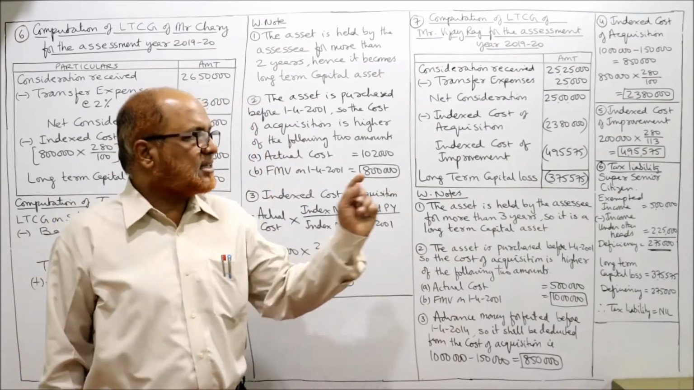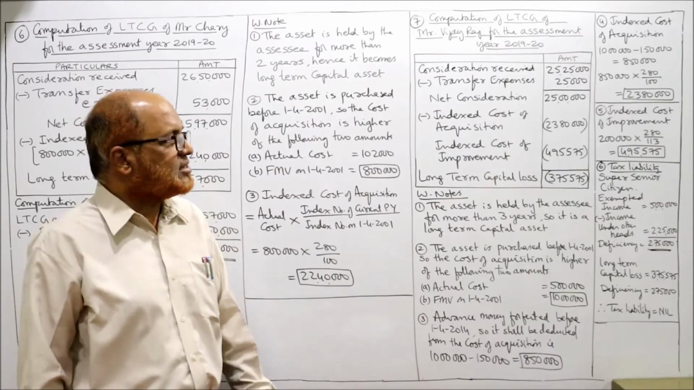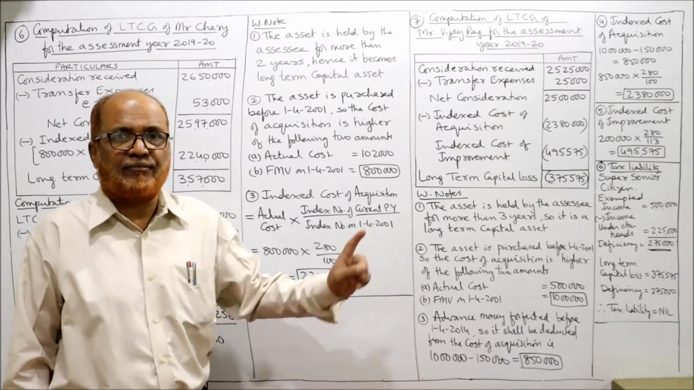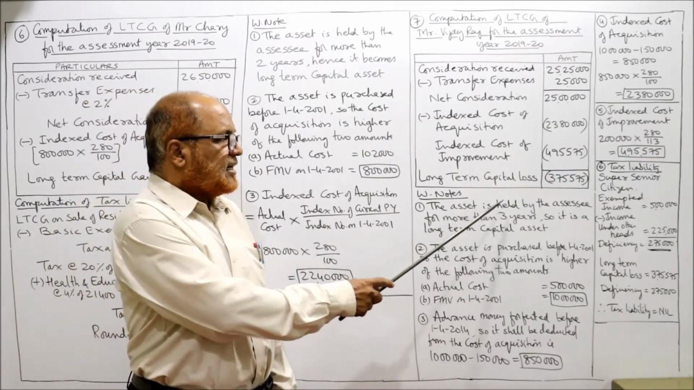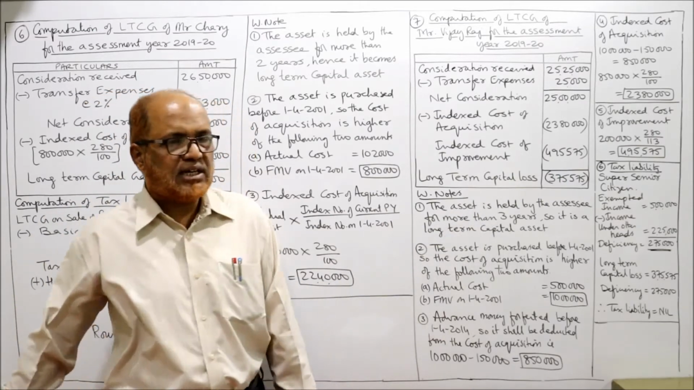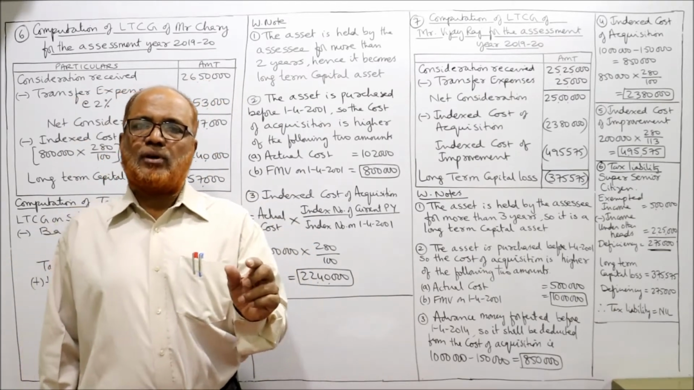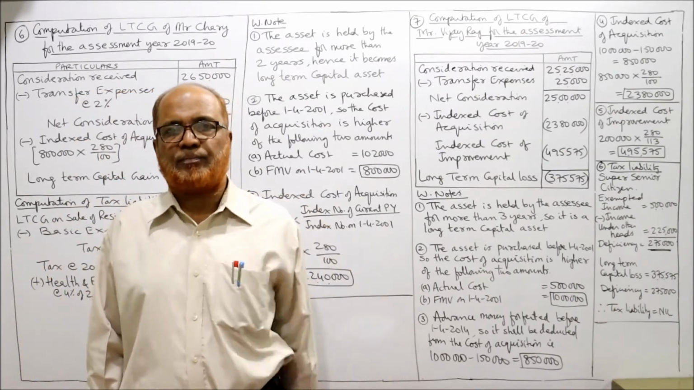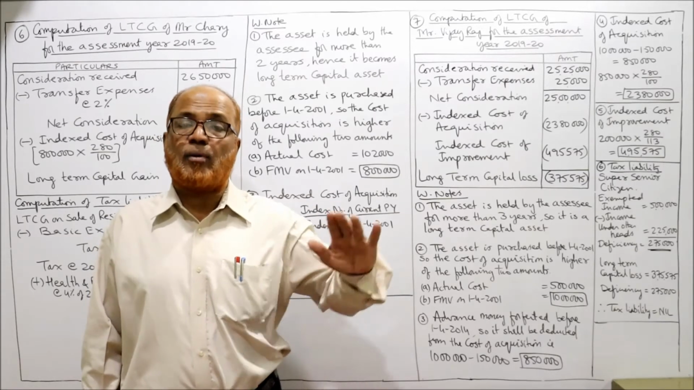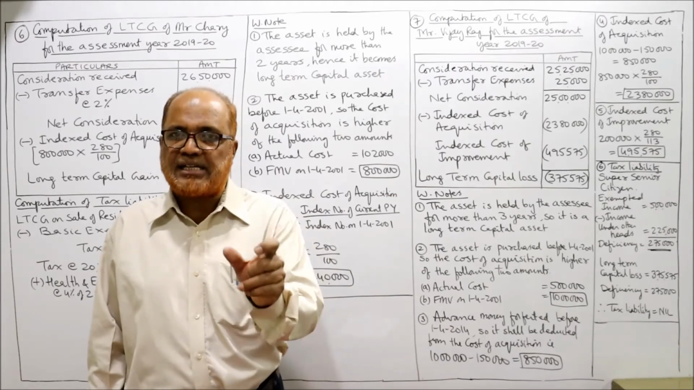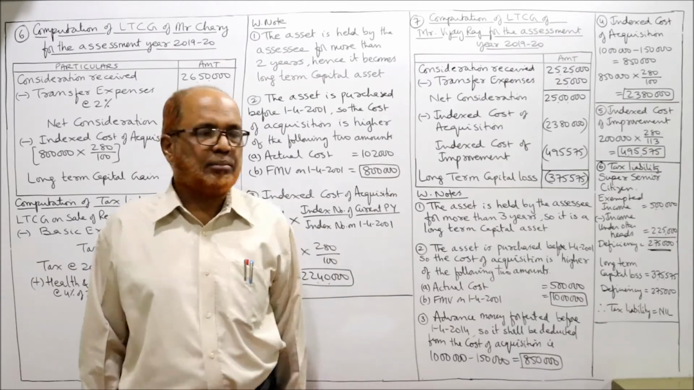It is minus 3,75,575. This is the long-term capital loss. Negative. Now working note. The asset is held by the SSC for more than 3 years. So it is a long-term capital asset. This note we have to give to differentiate between short-term and long-term. In this case, the asset is held for more than 3 years. So it will be treated as long-term capital asset and gain arising will be long-term capital gain.